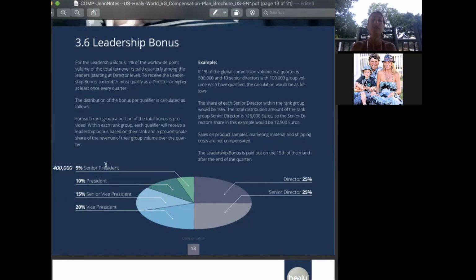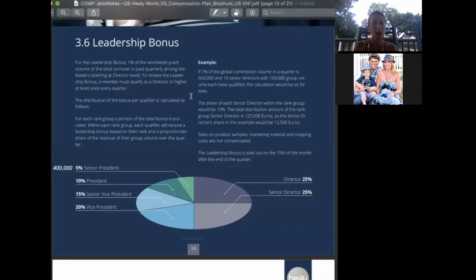So that would change from month to month depending on what the worldwide point volume is. But it's a really amazing way of truly sharing in the company's success. That also gets paid on the 15th of the month after the end of the quarter. And actually, I did not mention in the previous videos that the matching and the mobility bonuses also get paid on the 15th. Pretty much everything gets paid out on the 15th of the following month or quarter, other than the direct bonus, which does get paid out weekly. That is talked about in the previous video.